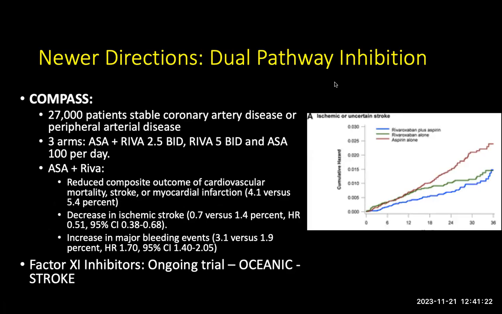Briefly, this is where we are heading to. We found through the COMPASS trial that if you have patients who have stable coronary artery disease or peripheral arterial disease or asymptomatic carotid artery disease who you're going to trial medical management, if you try these patients on both aspirin as well as a low dose of an anticoagulant, which is rivaroxaban 2.5 BID, there's about a 50% stroke risk reduction. And then similarly, there are ongoing trials for factor XI inhibitors in addition to antiplatelets, of which we'll know the results soon.